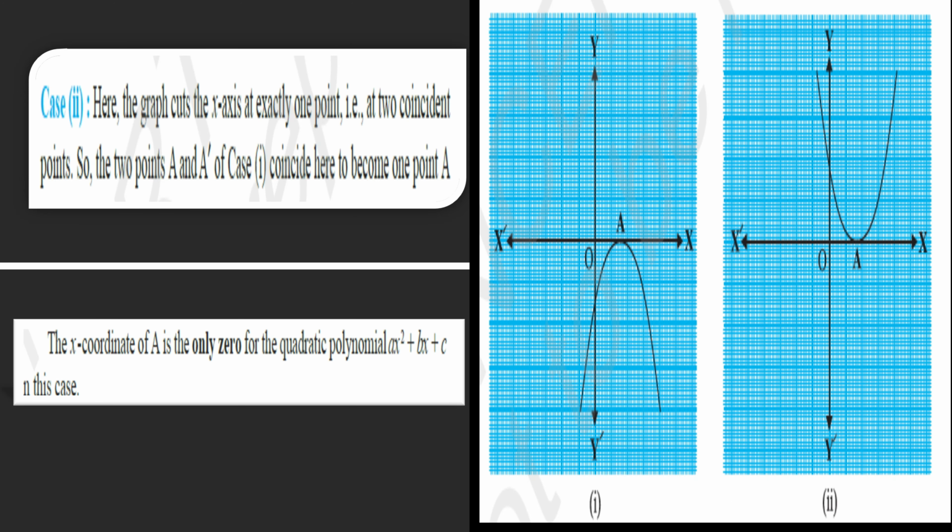Look at the second case. Here the graph cuts the x-axis at exactly 1 point. Now it is cutting at 1 point. I'll mark it with this color, if you can see it on both the graphs. So points A and A dash of case 1 coincide here to become 1 point A. The x-coordinate of A is the only zero of the quadratic polynomial ax squared plus bx plus c in this case.